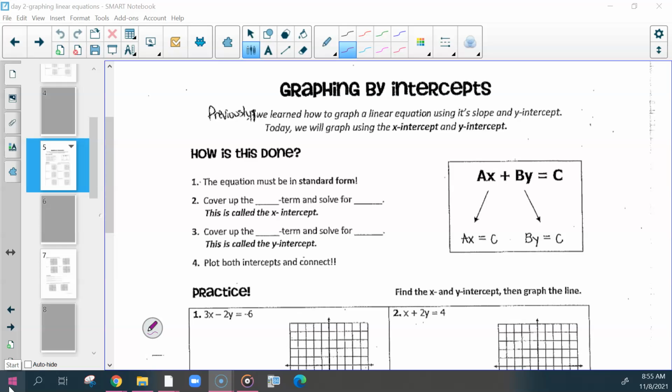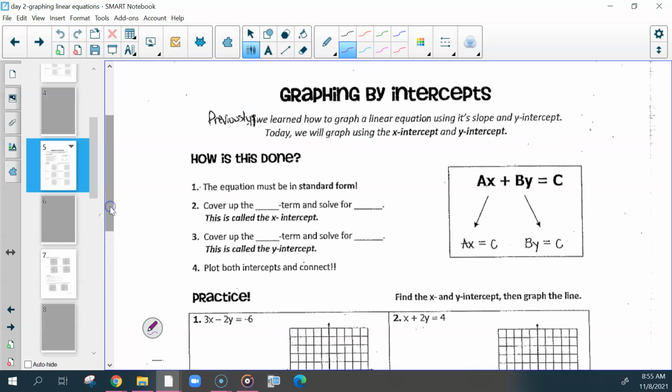About how to just graph lines from slope-intercept form and from standard form. Today we're going to talk about a couple other different ways to graph. One is by intercepts. So on the test, or any of the Khan Academies, I think part of the Delta Math, it might ask you to graph by intercepts instead of slope-intercept or standard form. It will be in standard form in order to do this.